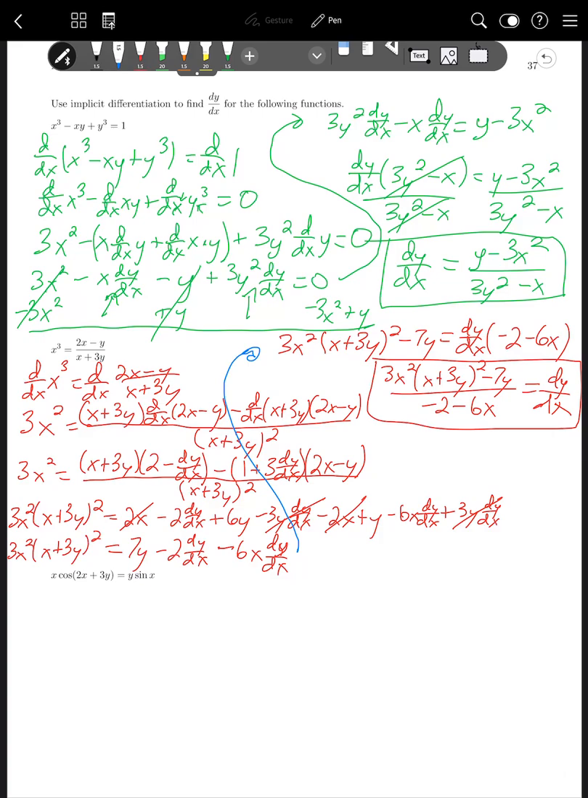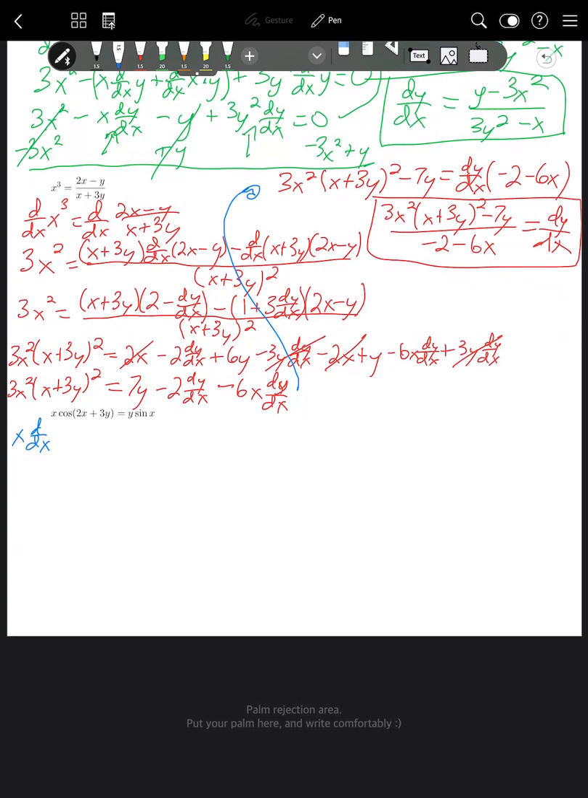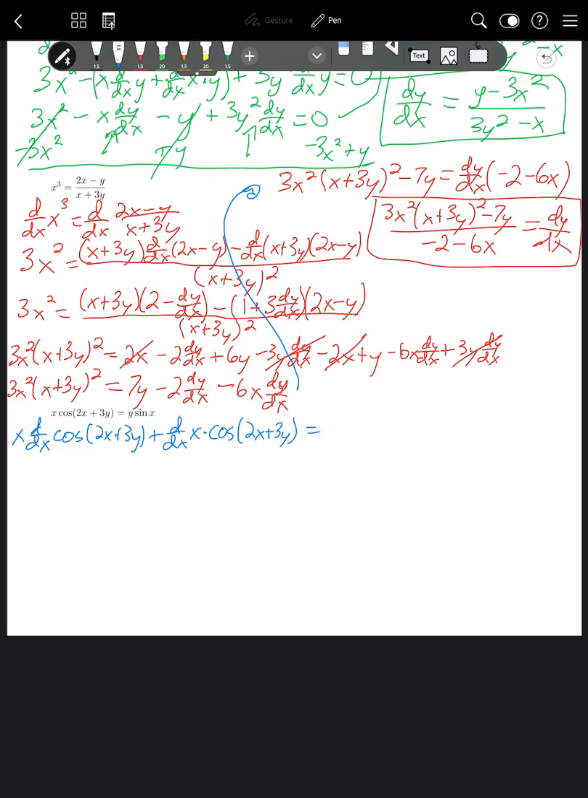Okay. So the last one here, we want to take the derivative of both sides, and so we're going to have to use the product rule. So I'm going to skip writing out this first step, and I'm just going to go right into doing the product rule. So for the first side, I've got the first thing times the derivative of the second thing. So that's the derivative of cosine of 2x plus 3y plus the derivative of the first thing times the second thing equals, and then I have to do the product rule on the other side. So y times the derivative of sine x plus the derivative of y times sine x.